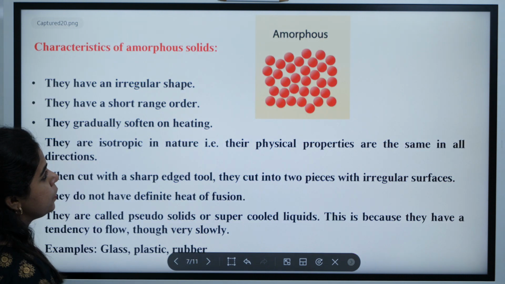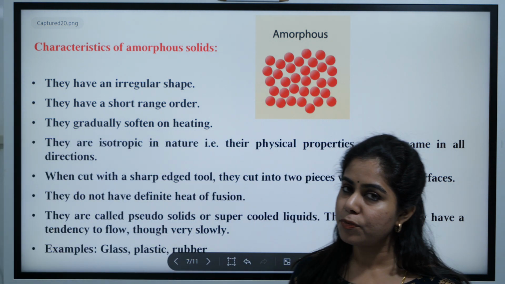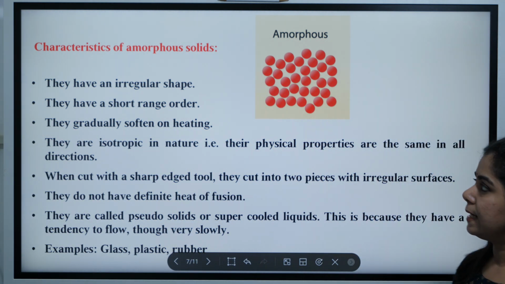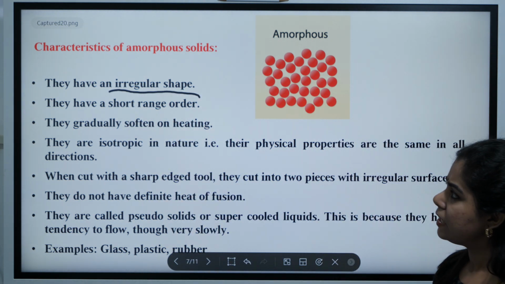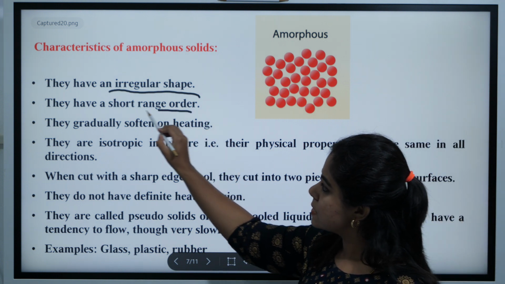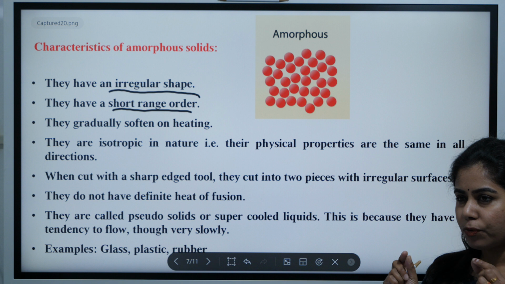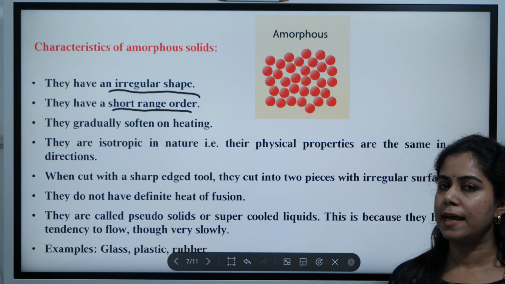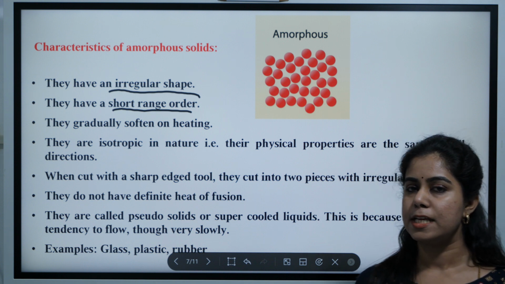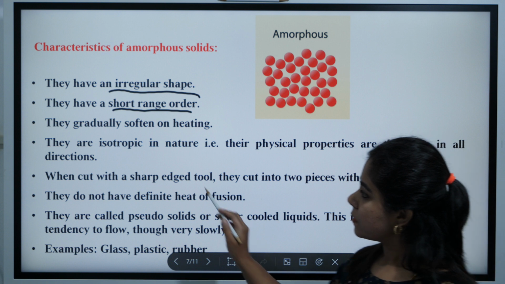Now let's look into the details of amorphous solids. As I already said, an amorphous solid does not have an orderly arrangement. So they don't have a regular shape, they have an irregular shape. And even if you see some order in some amorphous solids, it will be only for a short range. For example, glass may appear like it has an orderly arrangement, but that orderly arrangement we can see only for some short range.